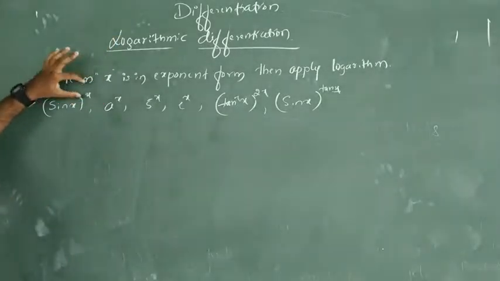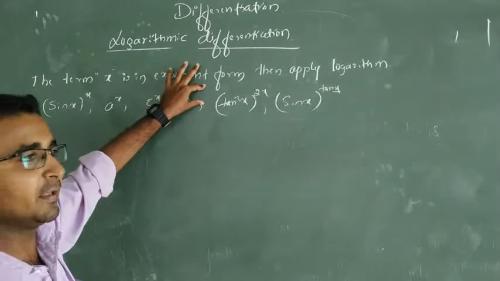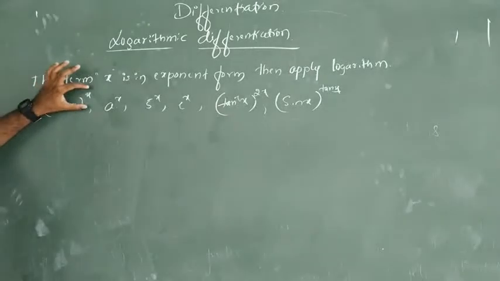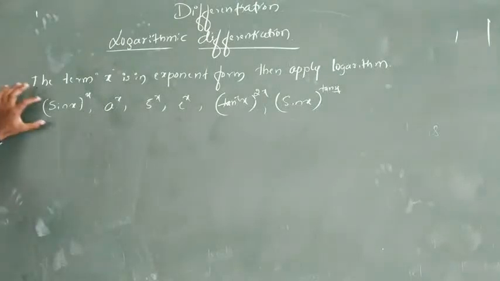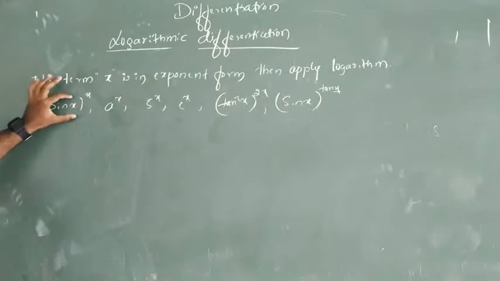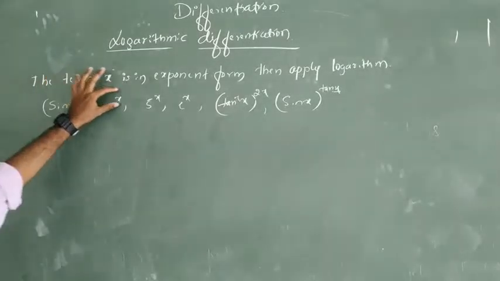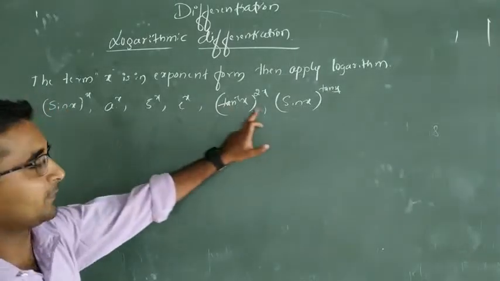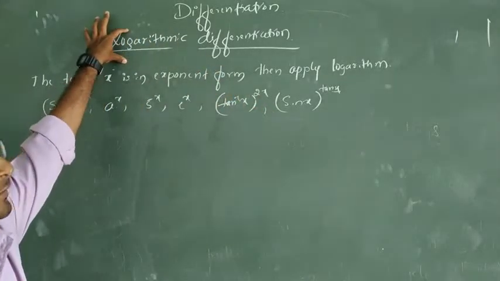Getting? Whenever the x is in the base and the exponent is a number, we can apply the x raised to n rule. If it is sin raised to x square, we can apply simple differentiation, the x raised to n form, or the chain rule. But whenever the exponent or the degree has the x term, that time we have to apply the logarithm. So these are some simple examples. Whenever the terms are in this form, we have to apply the logarithm.